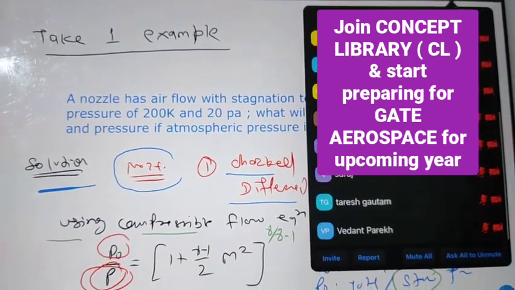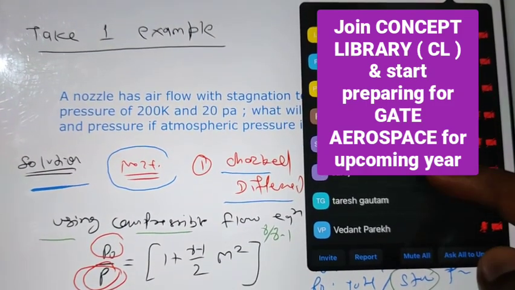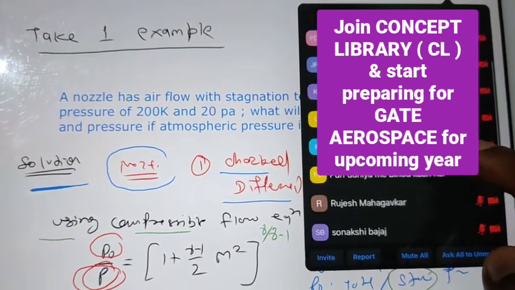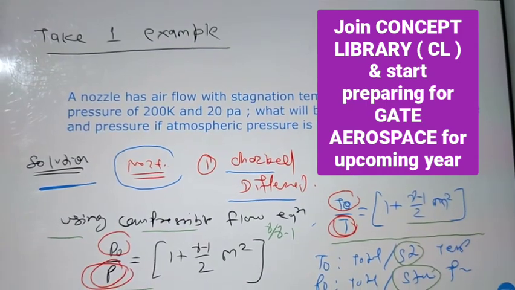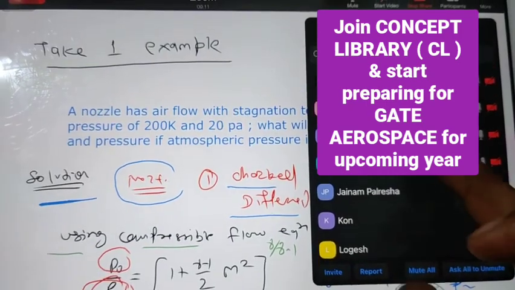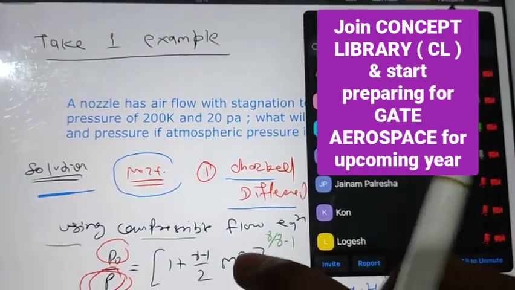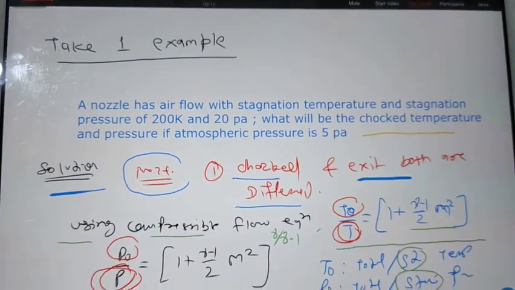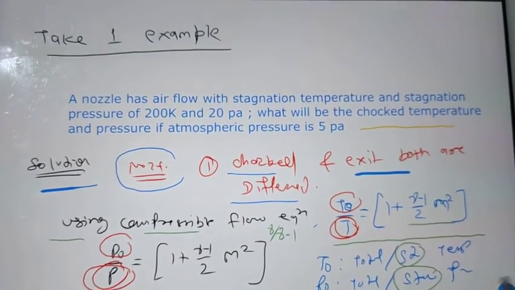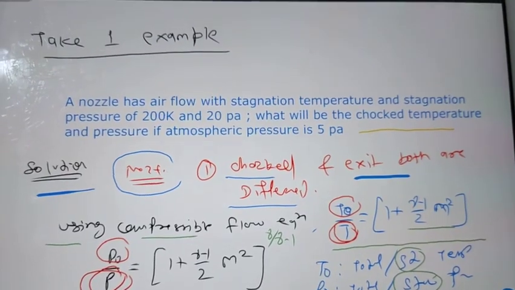Taresh, can you say what is this T and what is this P? Okay, very good. They are static properties. So, Saurav, help me. How to find out static temperature here?